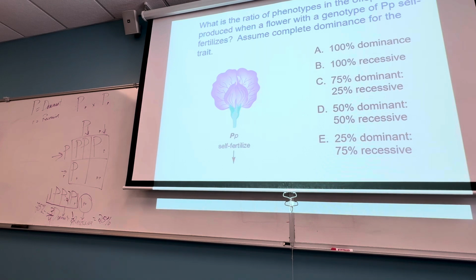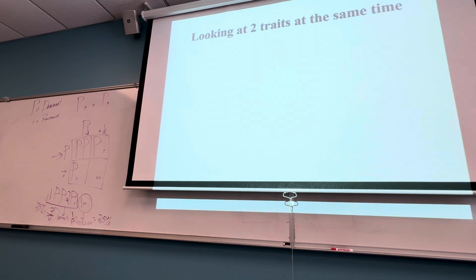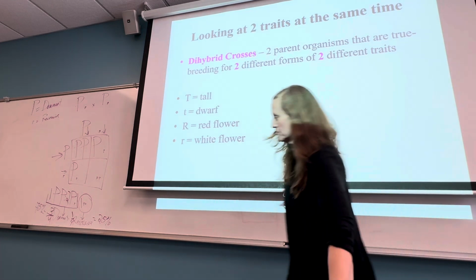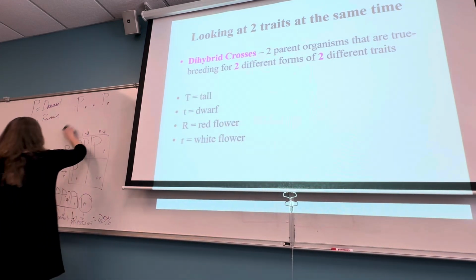How many alleles are there for every trait? 1. There's 2 alleles for every trait. 2 alleles for every trait.